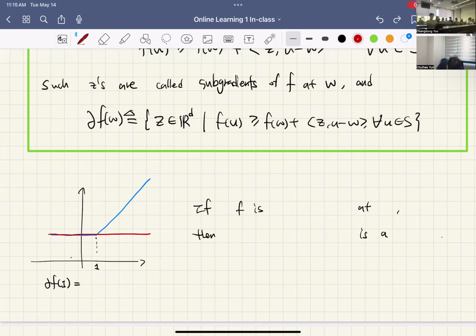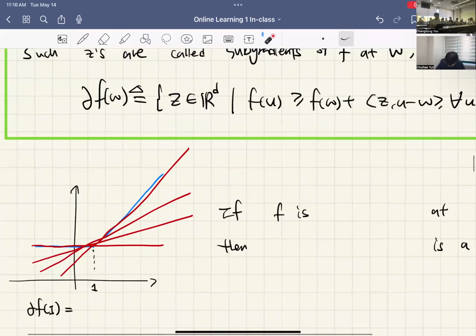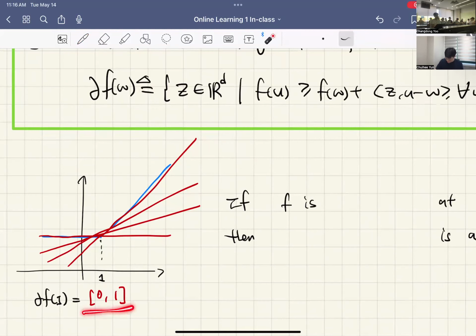Sorry for the bad drawing. So this has to perfectly coincide. But any value between 0 and 1 will work and provide a global lower bound for the entire function drawn in blue, although it's kind of hidden. So the set of the subgradients can be written as the entire closed interval from 0 to 1.